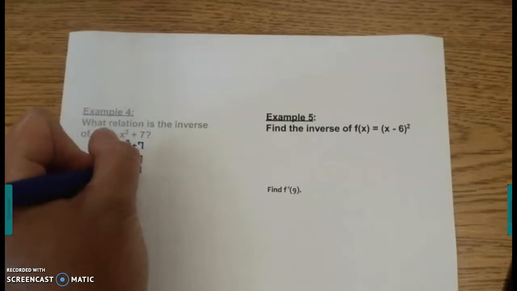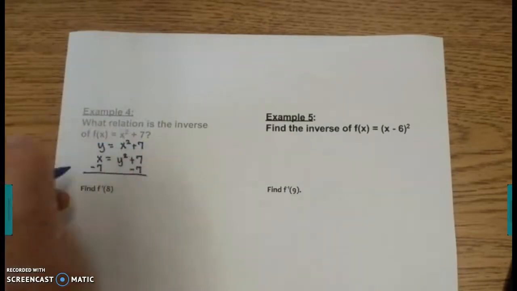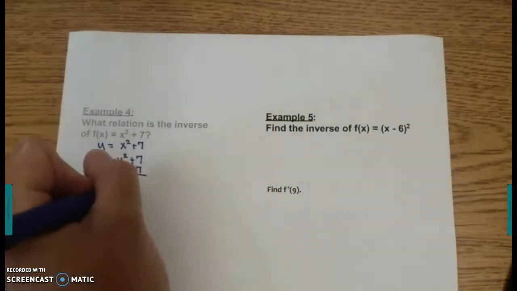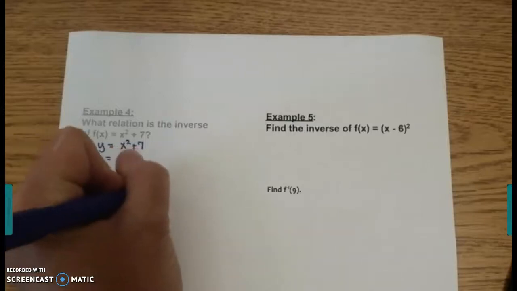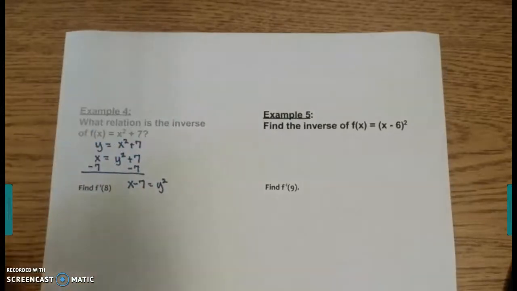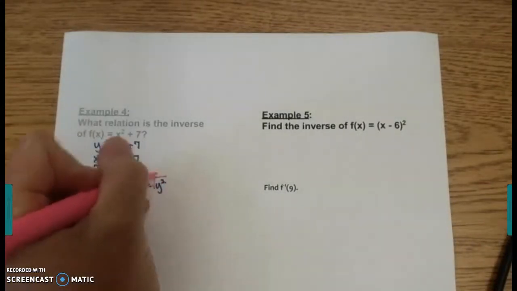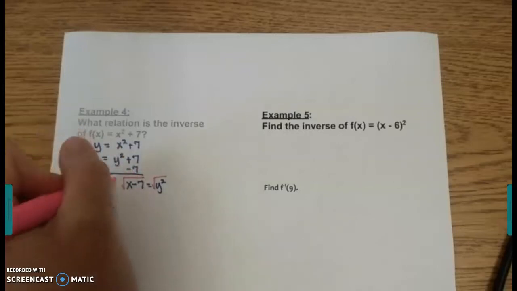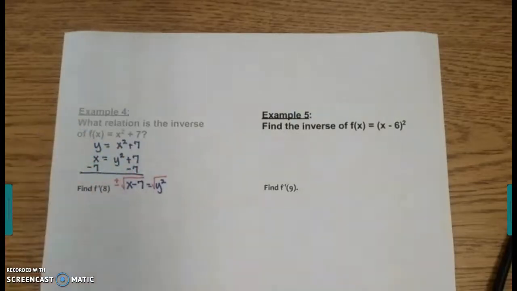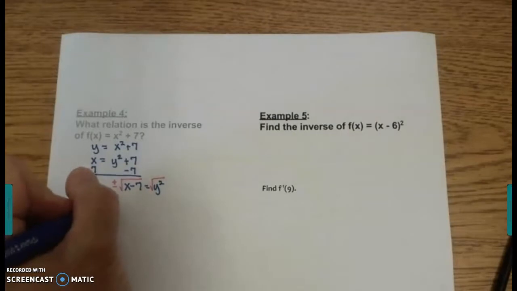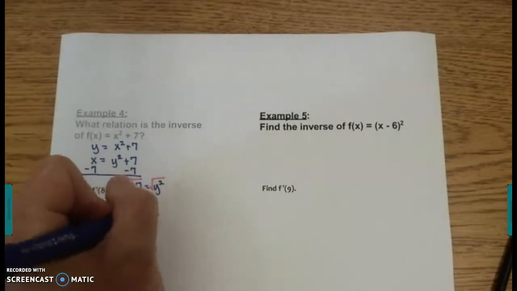So you would subtract 7 from both sides. So we're going to have x minus 7 on the left and y squared on the right. So then if we want y by itself to undo the square, we would do the square root. Except remember, when we take the square root of a number, it's really a positive and a negative solution. So that's going to leave us plus or minus the square root of x minus 7 equals y.